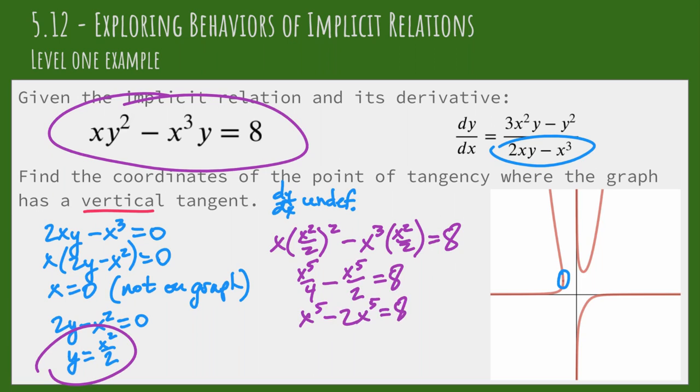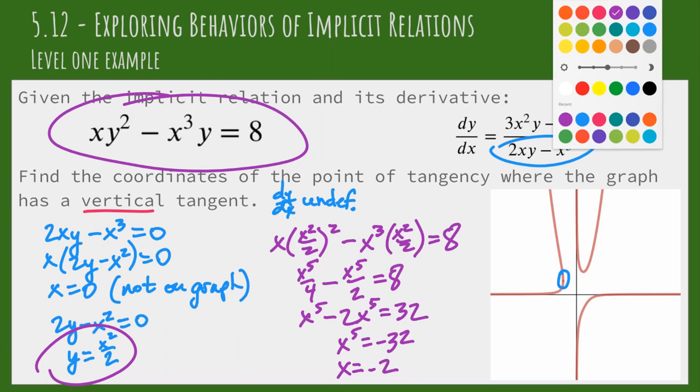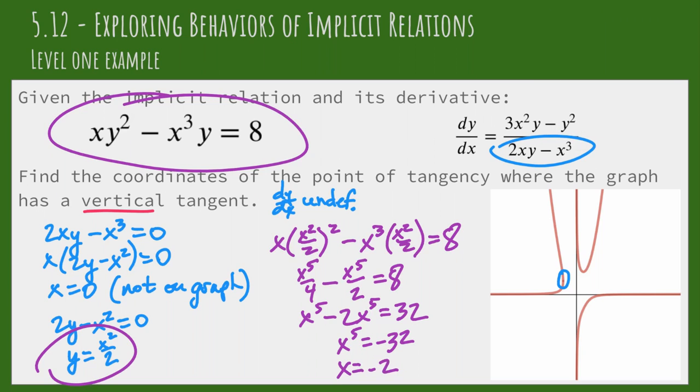And so we get negative x to the 5th. I forgot to multiply by 4. Negative x to the 5th equals 32, or x to the 5th equals negative 32, and x is going to equal negative 2. Now, since this is a cleaner answer than what we got with our horizontal tangent, that's why I asked for the coordinates. So let's find the y coordinate also. We can plug this solution into this equation, or we can plug it into this equation. Either one works, but this one's a lot easier.